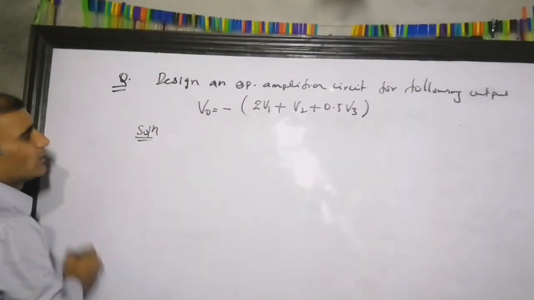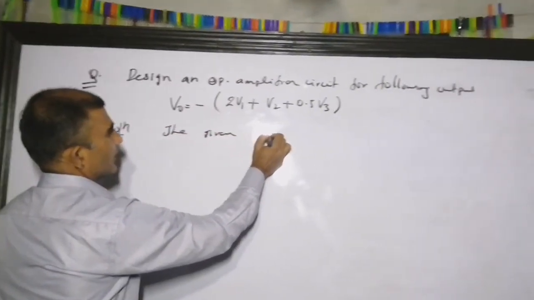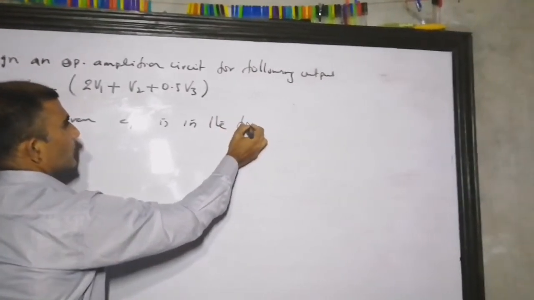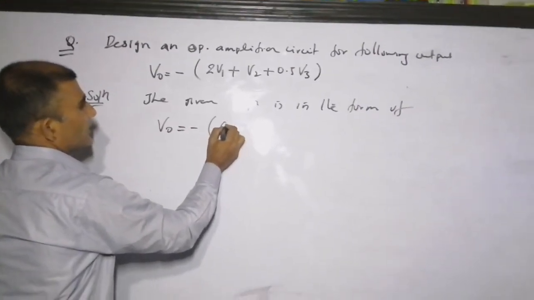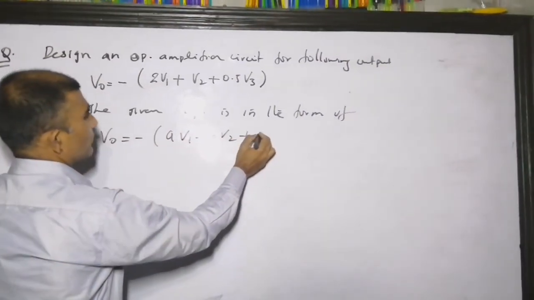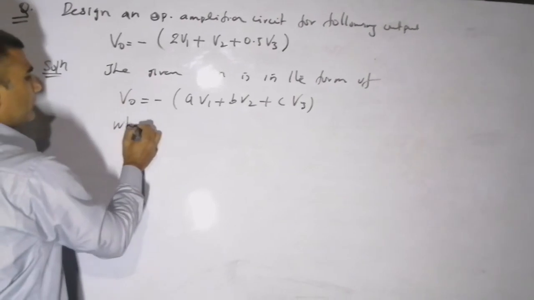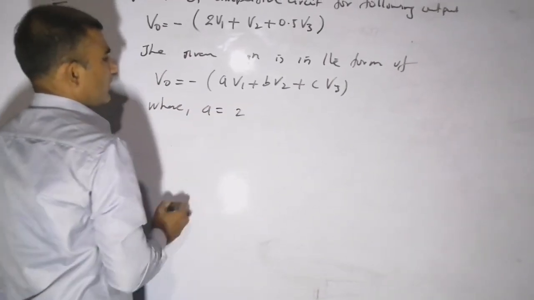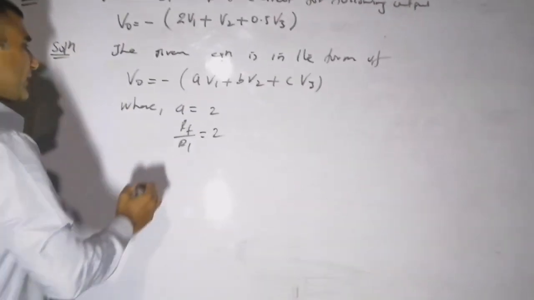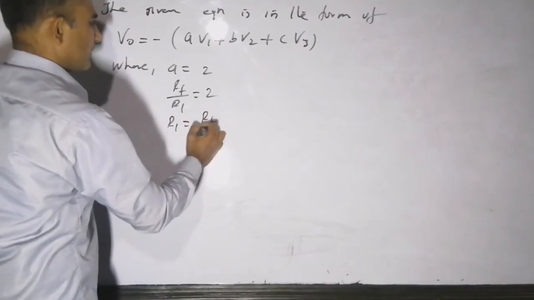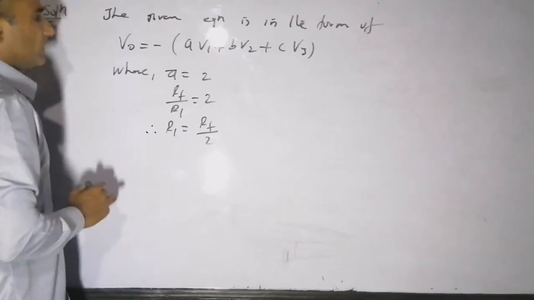What we are going to do: the given equation is in the form of what we just derived, minus A times V1 plus B times V2 plus C times V3, where A is equal to 2, and we know that A was Rf upon R1 equals 2. So R1 will be equal to Rf upon 2. So from the given value of A, we can get the value of R1.